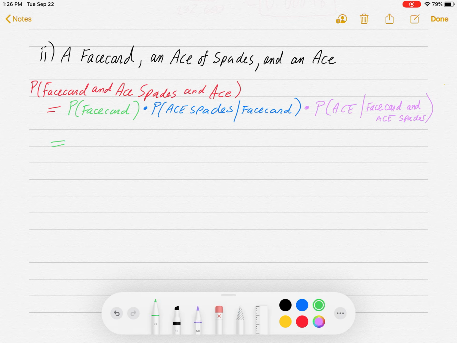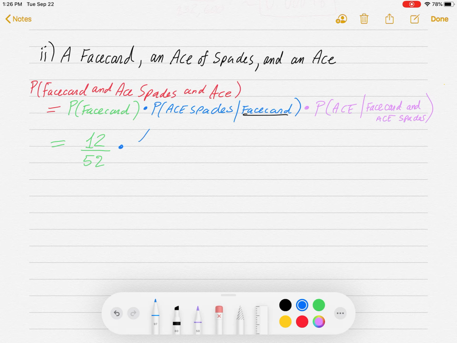Okay, so what's the probability of getting a face card? This is assuming the first go around. You've got how many face cards? 12 out of 52 cards. That's on the first go around, first draw. All right, so now we're on the second draw. What's the probability of getting an ace of spades after we already get a face card on the first draw, given that we got a face card in the first draw?